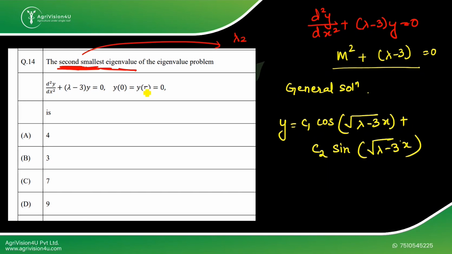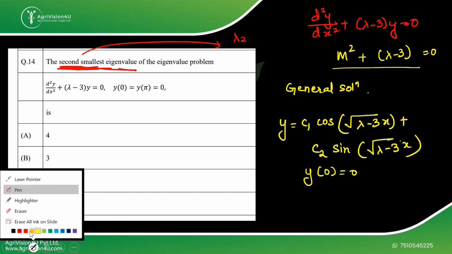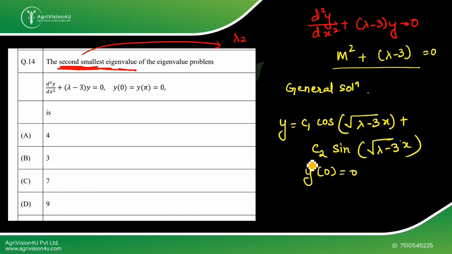Now, using the boundary conditions that are given to us, that is y equals 0 when x equals 0, and y equals 0 when x equals pi. Let's first use the first boundary condition, that is y value will be 0 when x is equal to 0. Let's put in x equals 0 and see what values we get for the constants c1 and c2.